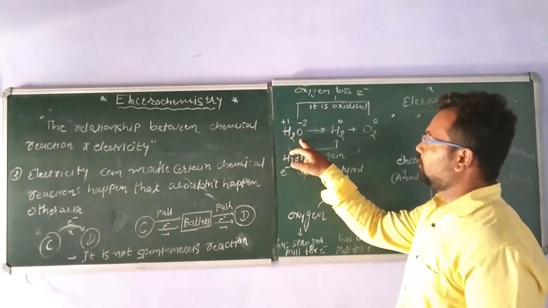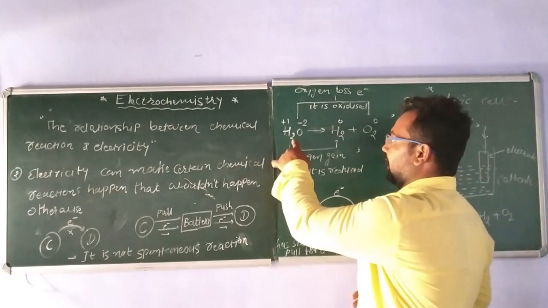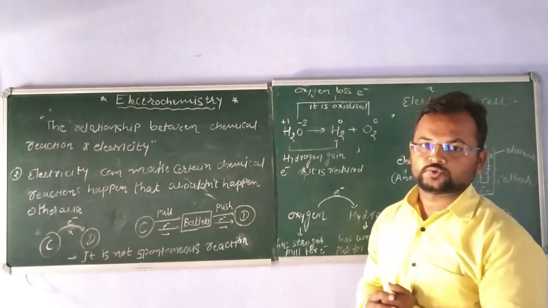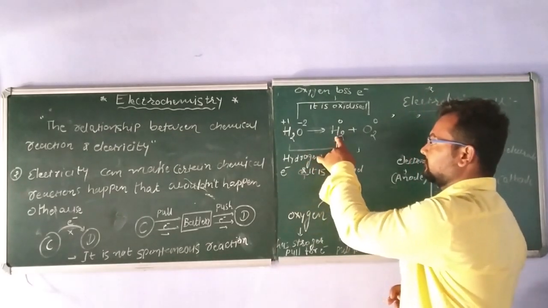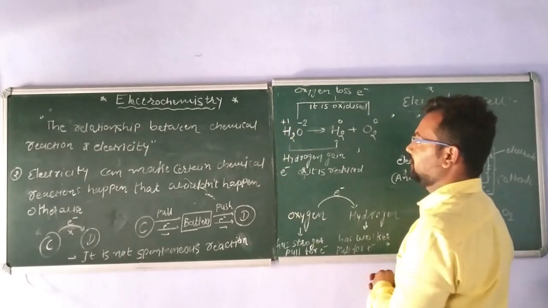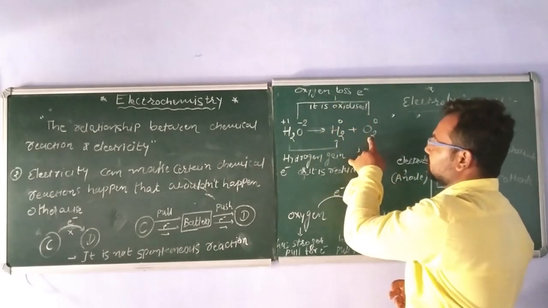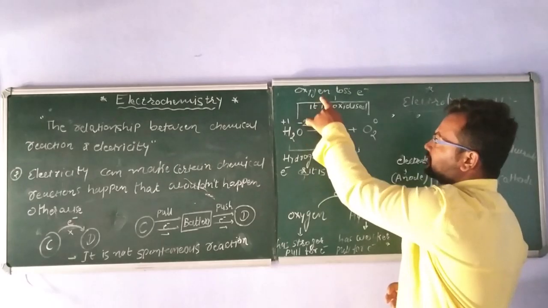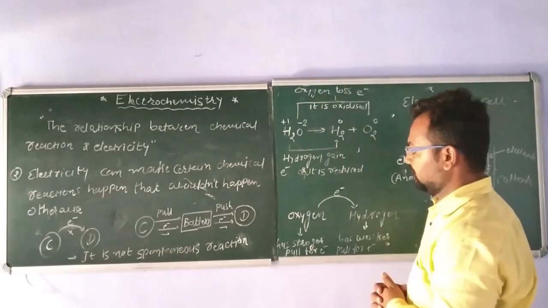For example, H2O is converted into H2 plus O2. It is an unbalanced reaction. Here hydrogen has +1 state and oxygen has -2 state. Then hydrogen gets the electron and is converted into 0 oxidation state from +1. As it is, oxygen loses the electron and is converted into 0 oxidation state from -2. So oxygen is oxidized and hydrogen is reduced here.